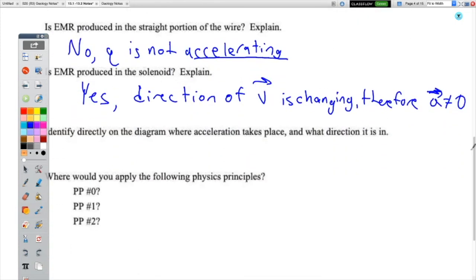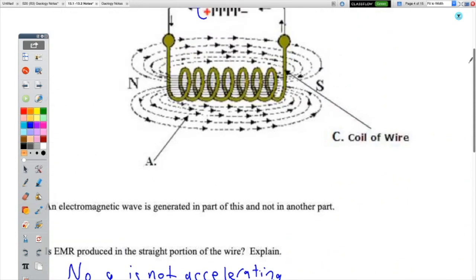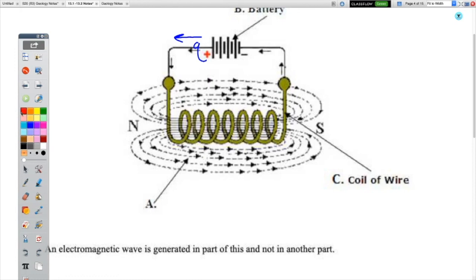Okay, directly on the diagram, identify where acceleration takes place and what direction it's in. Well, there's a few places. For example, here, there would be a little bit of EMR given off, right? Because that is an acceleration. It's a sudden change in direction. Here, of course, throughout the whole thing, there's inward acceleration. I'm not going to draw them all, but there's always kind of an inward acceleration. So throughout the whole solenoid, acceleration does not equal 0. And so EMR would be produced. Of course, again, here, same idea, changing direction, right? Remember, even if it doesn't speed up or slow down, change direction, boom, that's all you need. It's accelerating, okay? And obviously here as well.